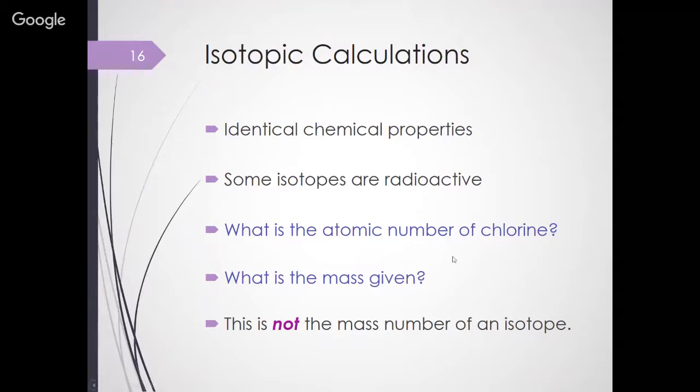So let's look at the periodic table. What is the atomic number of chlorine? I find chlorine, it is a halogen, which means it's group 7. The top number that is given is its atomic number. That's 17. What does that tell me? That chlorine has 17 protons. If it's neutral, it has 17 electrons. What is the mass that is given? When you look underneath, you see that it's 35.45. This is not the mass number of an isotope. Remember, the mass number has to be given.